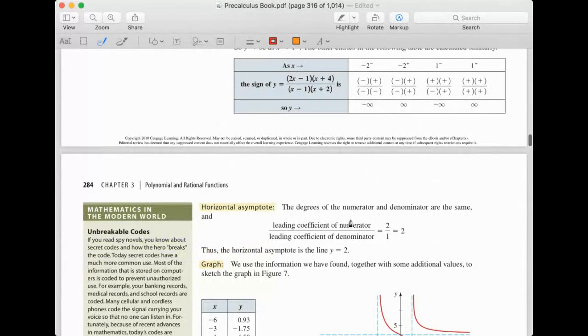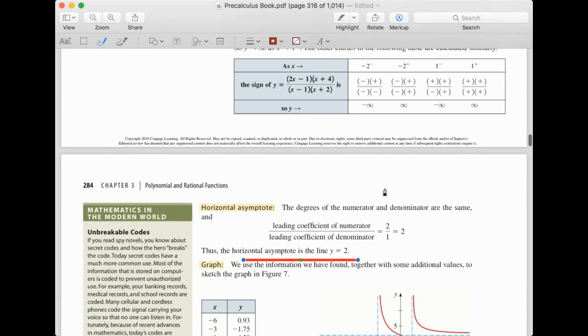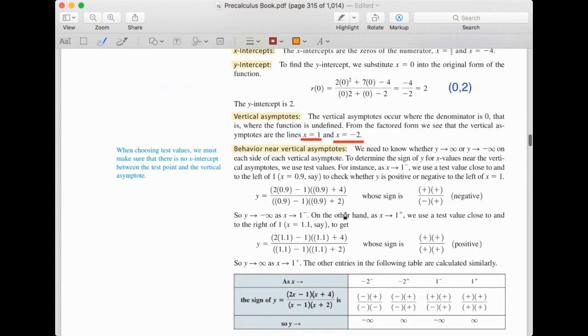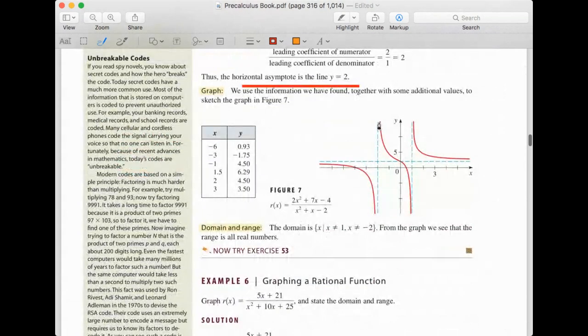Right here. So the leading term of the numerator over the leading term of the denominator, we get 2. So this is y equals 2. So the horizontal asymptote is y equals 2. The vertical asymptotes are x equals 1, x equals negative 2. So when we put it into the graph, we'll have 2 vertical asymptotes, x equals a half, x equals negative 2.